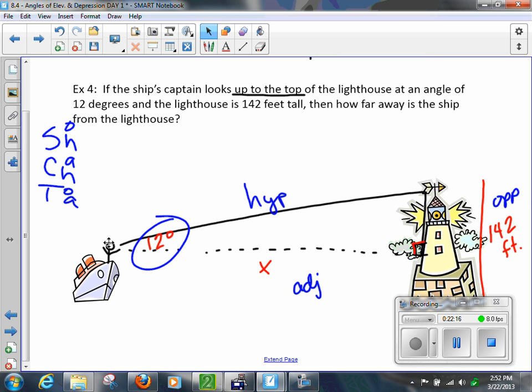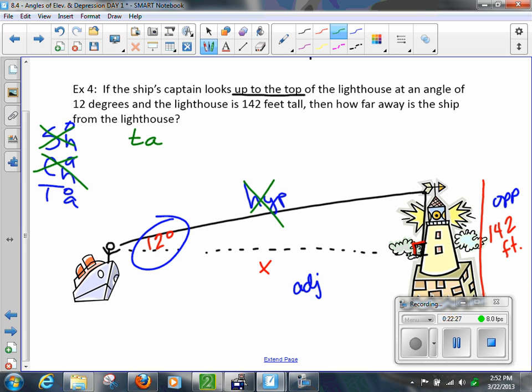What do we know nothing about? We don't know anything about the hypotenuse. Tangent of 12 over 1 is equal to, what's the opposite over the hypotenuse? That's a lie. Opposite over adjacent. Right on. And then, folks, it's just cross multiplying like normal.